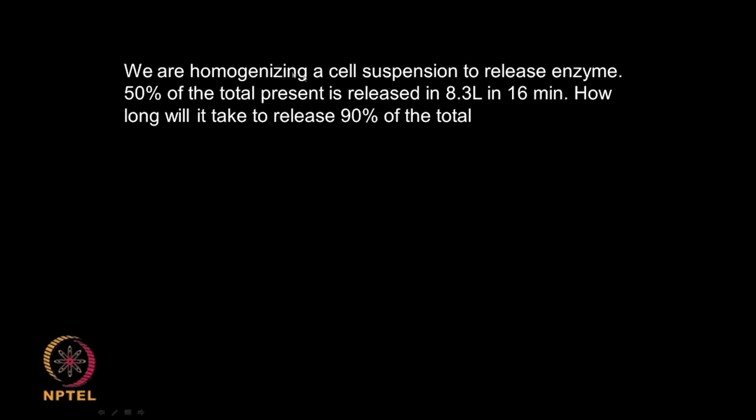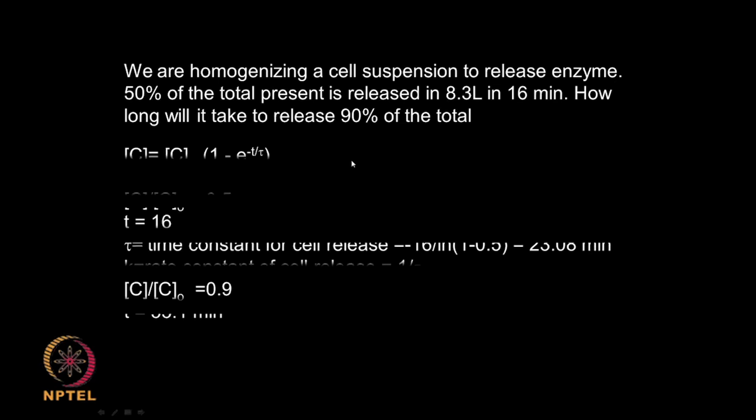So, what I am saying is we are homogenizing a cell suspension to release enzymes. 50% of the total present is released in 16 minutes. Now, if I want to release 90%, how much time will it take? Okay, 50% of it is released in 16 minutes. For 90%, how much time is needed? So, the intracellular release follows a first order model.